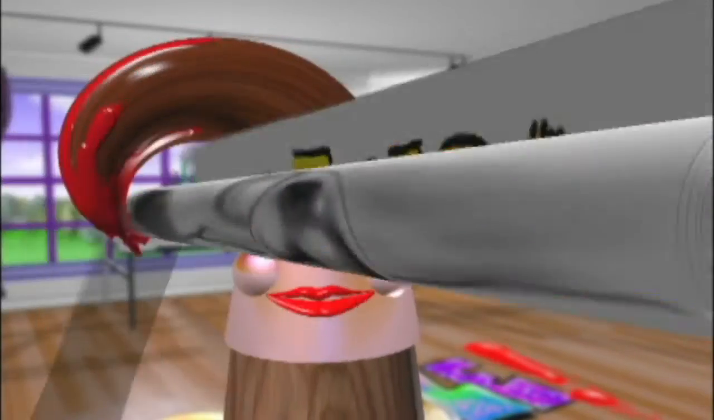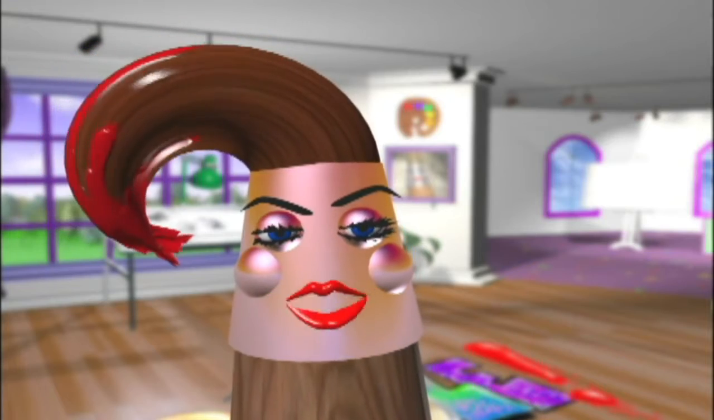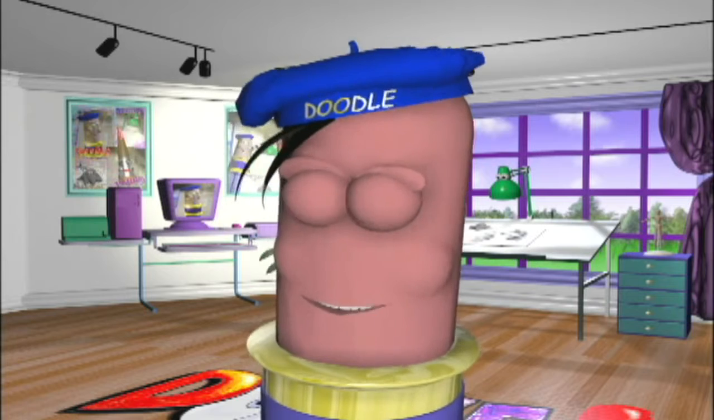I'm pretty good at painting fur and skin, but how do you make things look shiny, like a silver teapot or a gold statue? Or like me. I'm shiny.